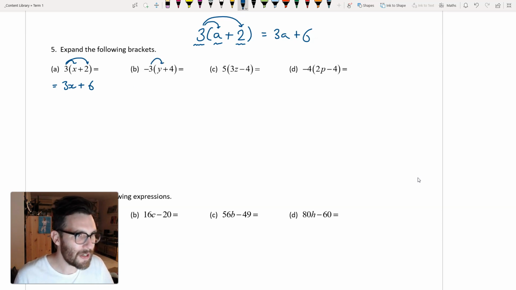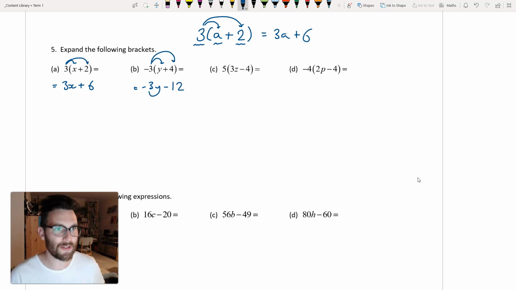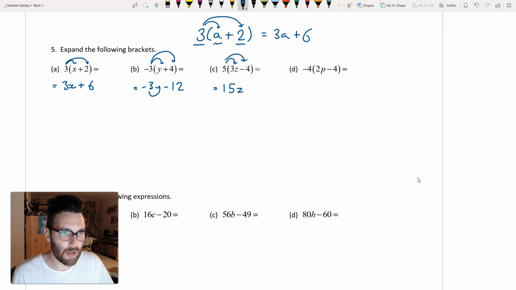Next one, negative 3 times y is negative 3y. Negative 3 times 4 is negative 12. So just be careful with your positives and negatives. 5 times 3z is 15z. 5 times negative 4 is negative 20. And then negative 4 times 2p. So negative 4 times 2 is negative 8, and times that by p. And negative 4 times negative 4 is positive 16.